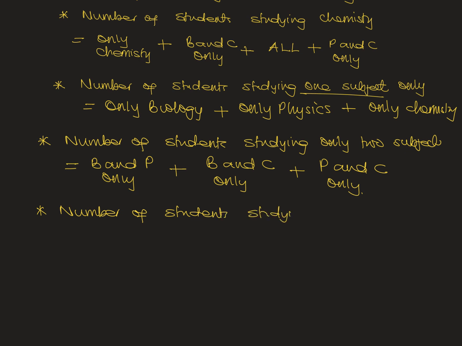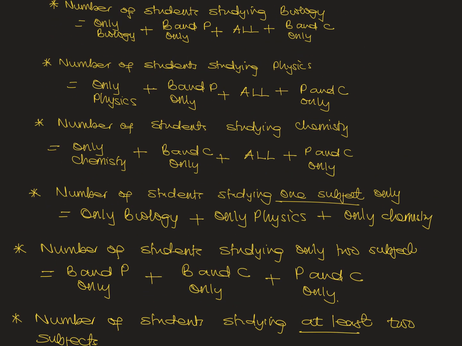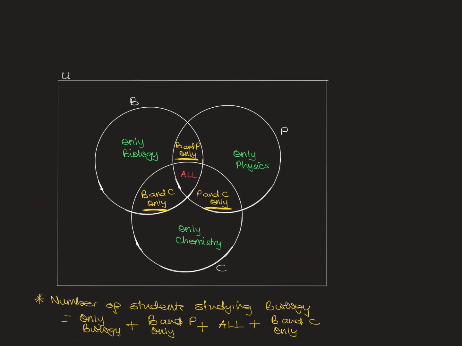So they can also ask you number of students studying at least two subjects. So if I say at least, the word at least means starting from that and above. So those studying at least two subjects will be those studying biology and chemistry only, plus those studying biology and physics only, plus those studying physics and chemistry only, and plus those studying all the three subjects. That is what at least means. At least two subjects mean two subjects and above. At most two subjects means two subjects and below.